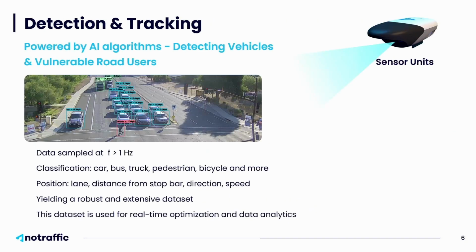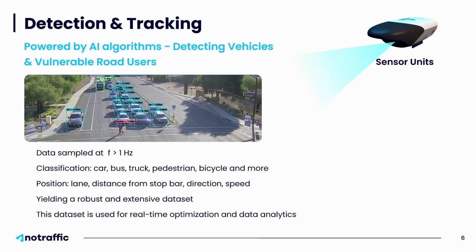Let's dive a little bit deeper into what kind of data we have from the sensors. Our sensors are camera and radar, and we do fusion between the two. We detect vehicles and vulnerable road users like pedestrians and bicycles. The data is sampled in real time, more than 1 FPS, it's 7-8 FPS. We can extract the classification of the road user, for example, is it a car, a bus, a bicycle, a person, and so on.